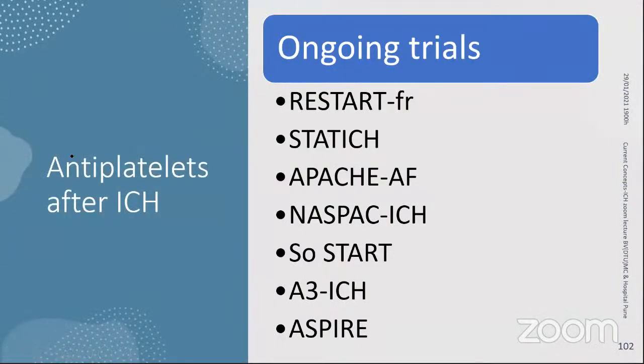There are so many ongoing trials of this: RESTART-Fr, STATICH, APACHE-AF, NASPAF-ICH, SoSTART, A3ICH, ASPIRE. So many antiplatelet trials are awaited. So we really don't know what is to be told to the patient. But right now the evidence says that you can safely start antiplatelets after 2 months. That's what it is about antiplatelets.